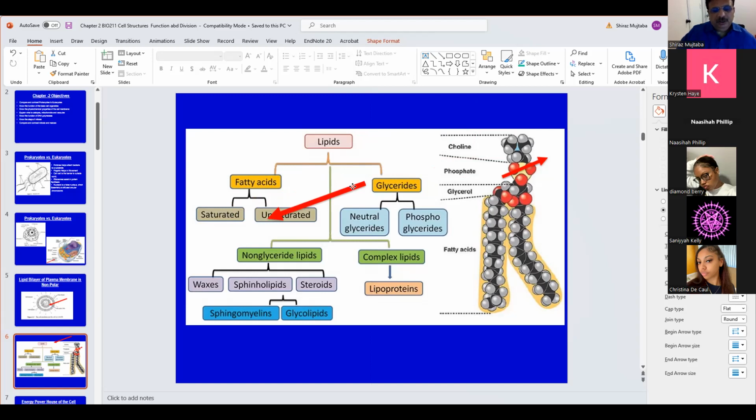I don't want to go into the details of chemistry, but saturated fatty acids are derived from animal food, whereas unsaturated are from plant products. Right? Glycerides could be neutral or phosphoglycerides, and then you have steroids, sphingolipids. So there is a huge family of lipids as compared to proteins and carbohydrates.